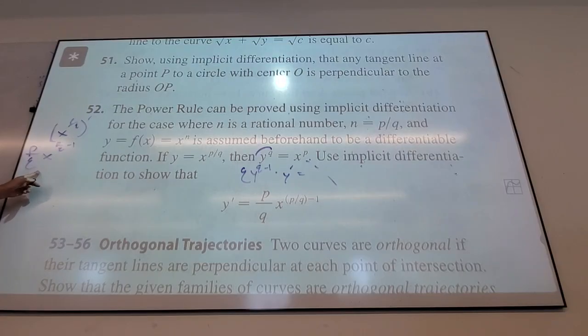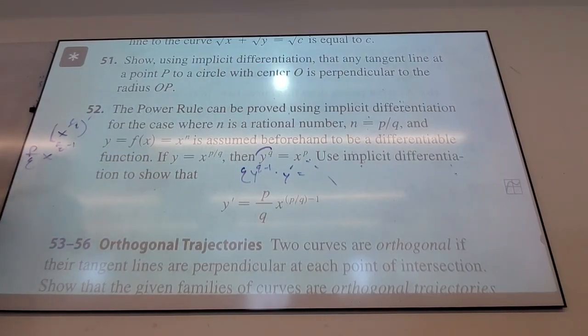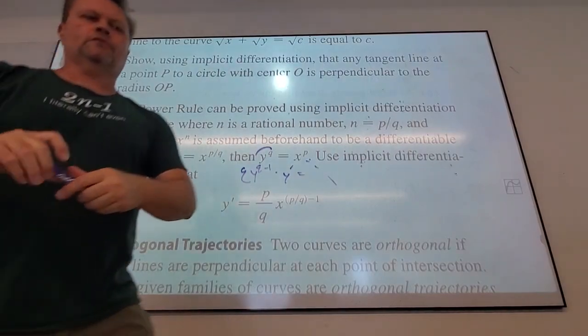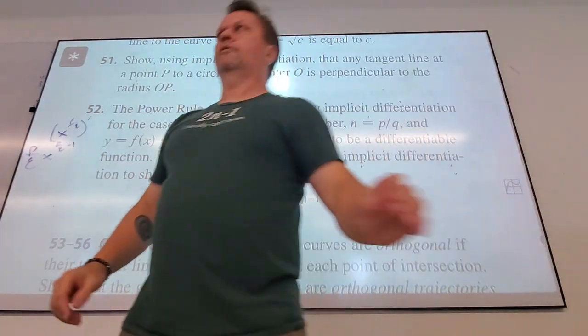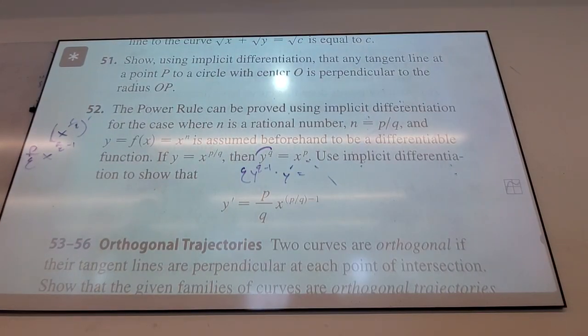Okay, maybe. But this is a proof using implicit differentiation, which obviously we couldn't do when we first talked about this. Again, 52 is trippy, but it's nowhere near as trippy as the other ones.